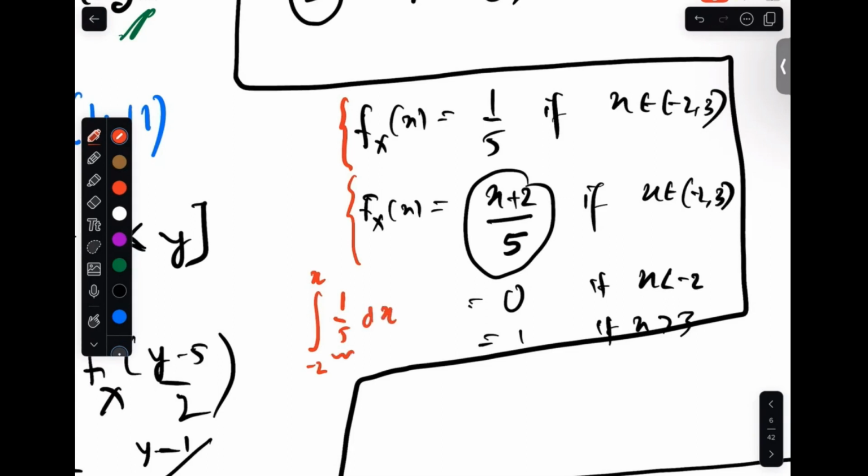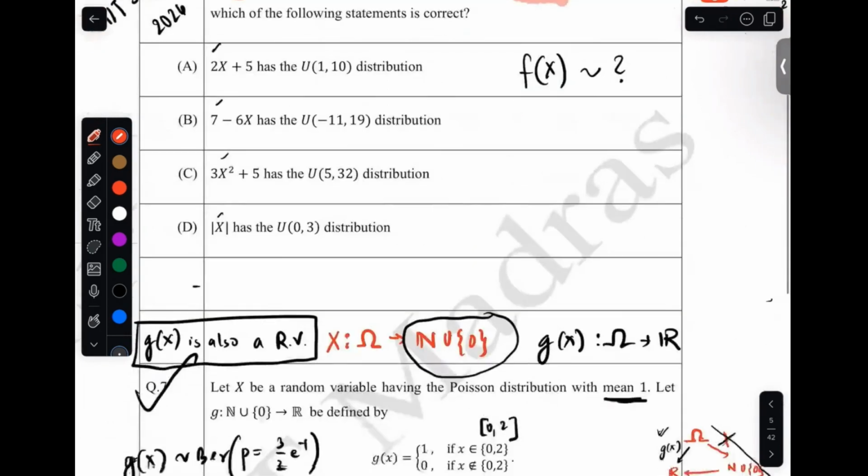Because this is f of x. Now if you integrate it, you will get 1 by 5 times what? x minus (minus 2), that is (x plus 2) by 5. The integration of this gives this. Did you understand? And if anything is less than the support, minus 2, it will be 0, and if it's greater than 3, it will be 1, right? That's the whole purpose.